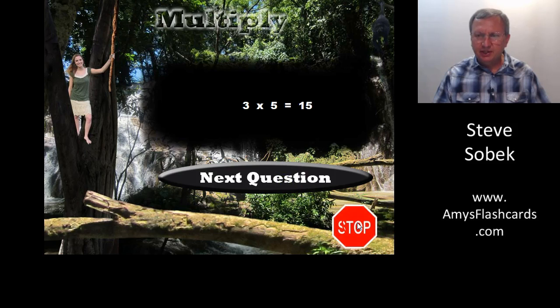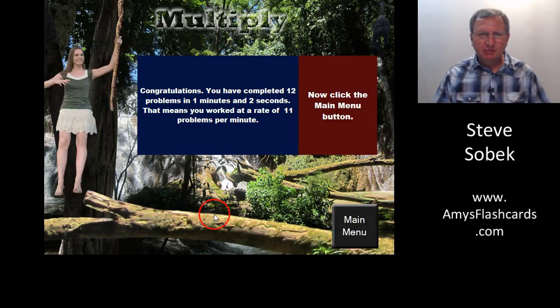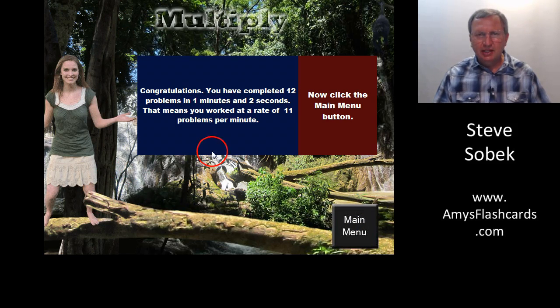You click on the stop sign here, and you'll see my daughter Amy swing on the vine, land on the branch, and display some statistics about what you did that day. You'll see that you've completed 12 problems. The duration, 1 minute, 2 seconds. It means that you're working at a rate of 11 problems per minute. So you see the rate.